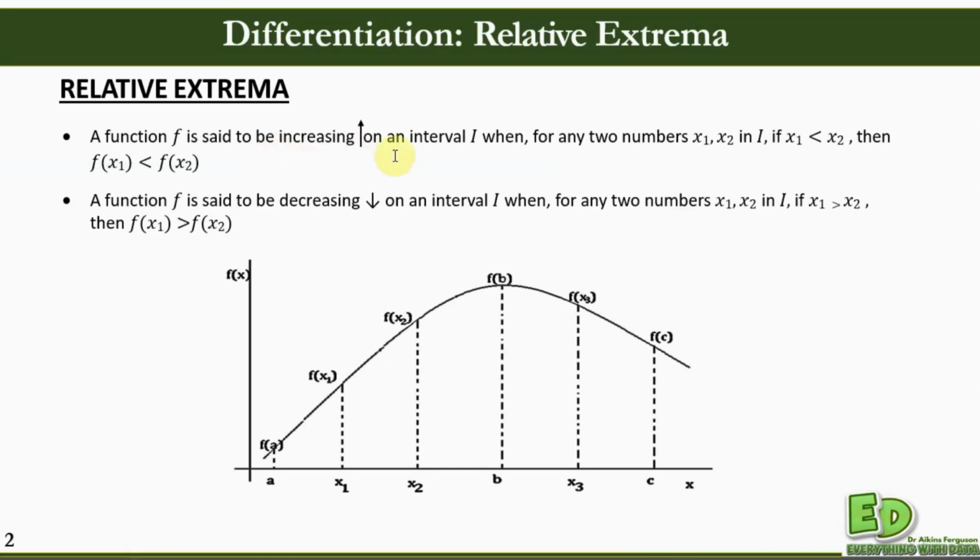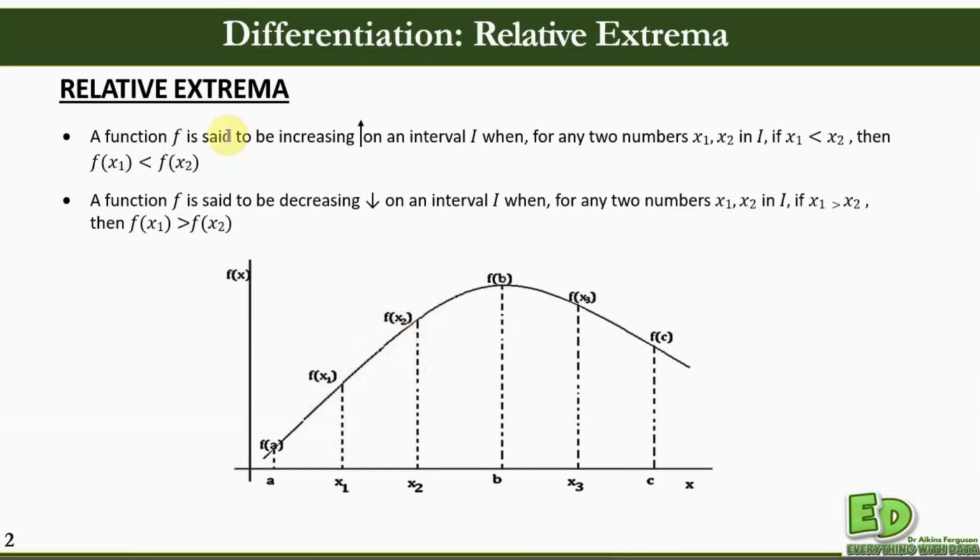A function is said to be increasing on an interval I when for any two numbers x1 and x2 in I, if x1 is less than x2, then f of x1 is less than f of x2. It says that the function is increasing. Looking at these two points, x1 and x2, f of x1 is the function notation of x1, and f of x2 of x2. This x1 is less than the x2, so at this point you can see that this function is increasing.